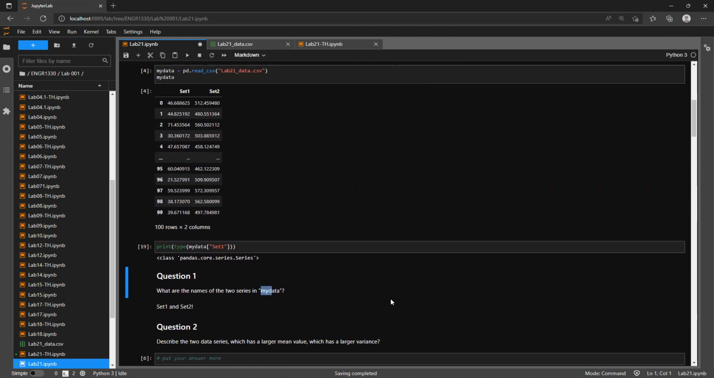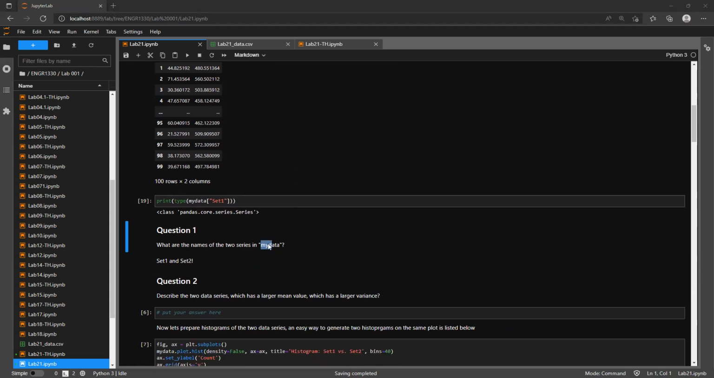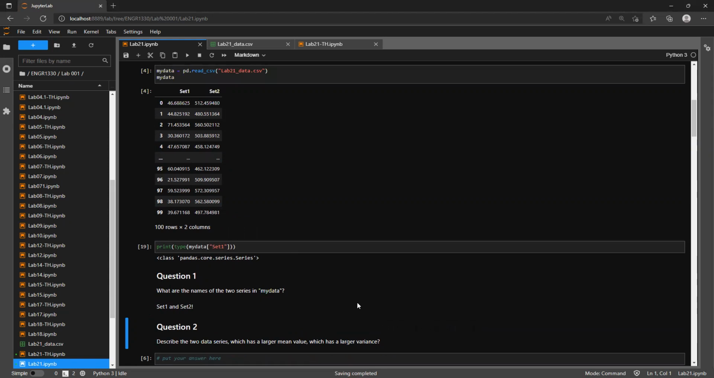Question two, describe the two data series. Which has larger mean value and which has larger variance? Okay, so this is going to be up to you guys. Somebody describe the two data series. So in English, somebody describe our data series. That's the idea. They both have a 100 count. Yes, they do. What else?